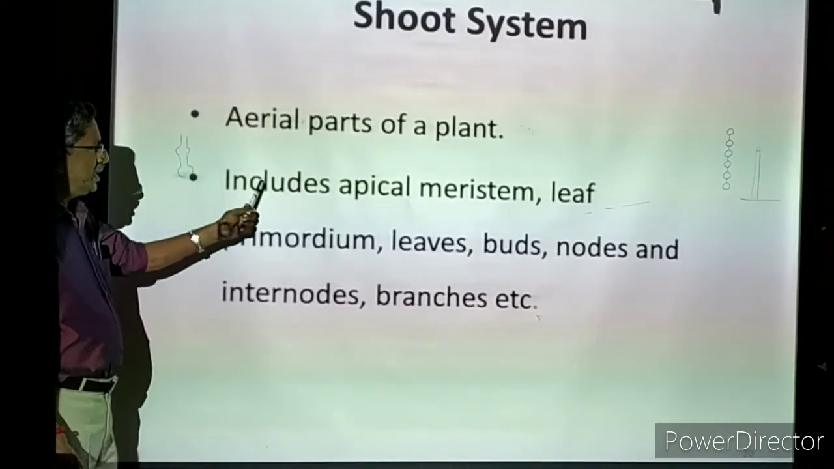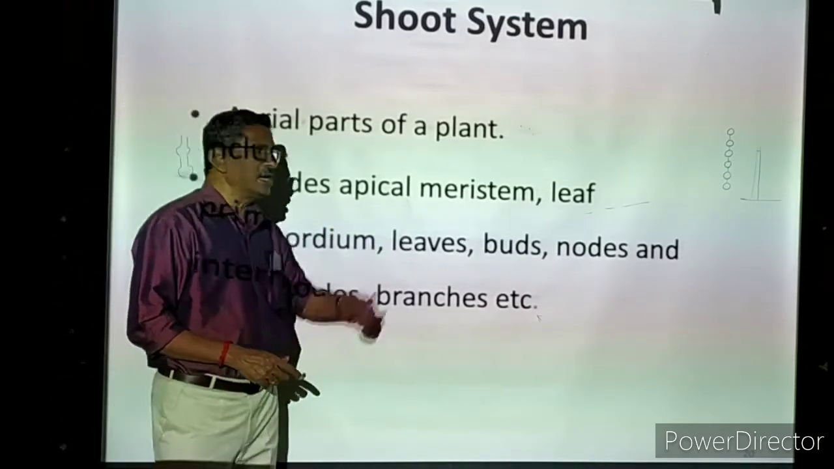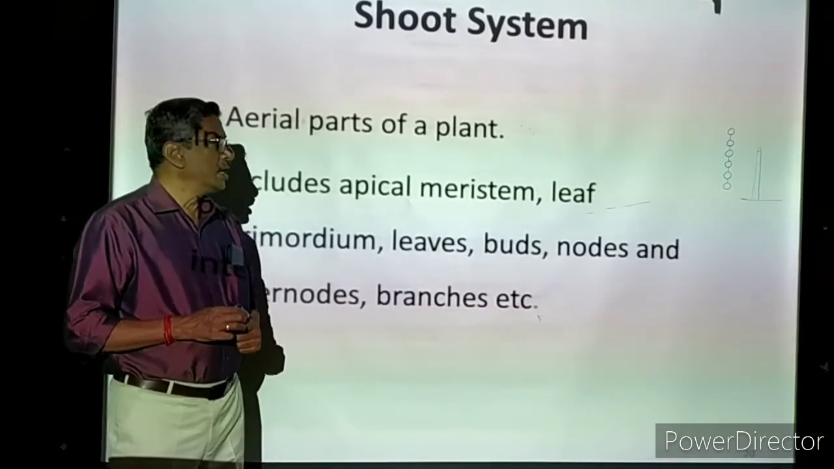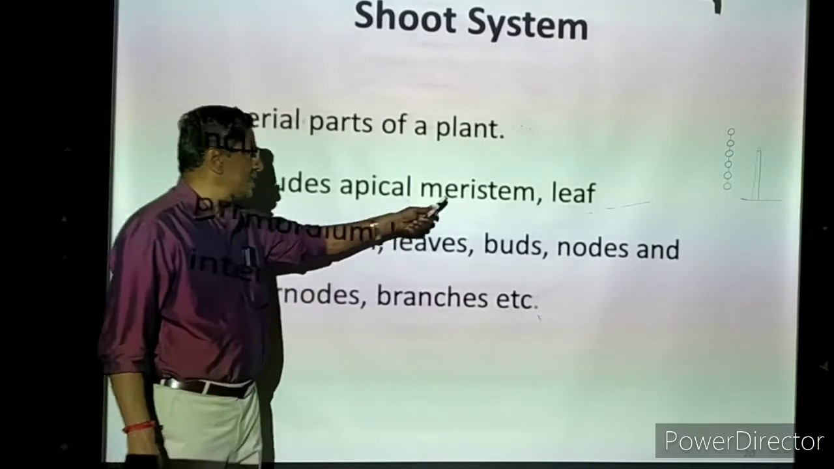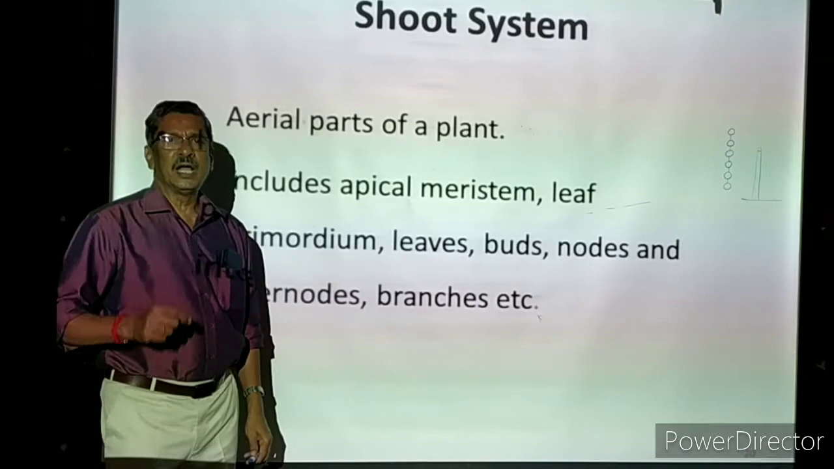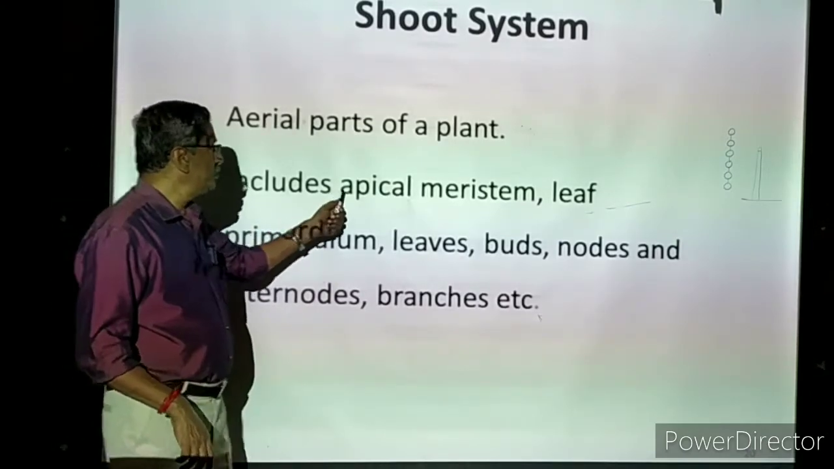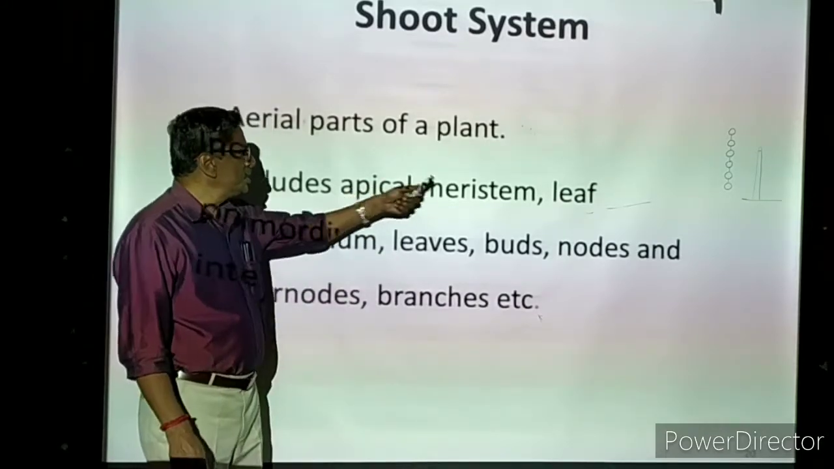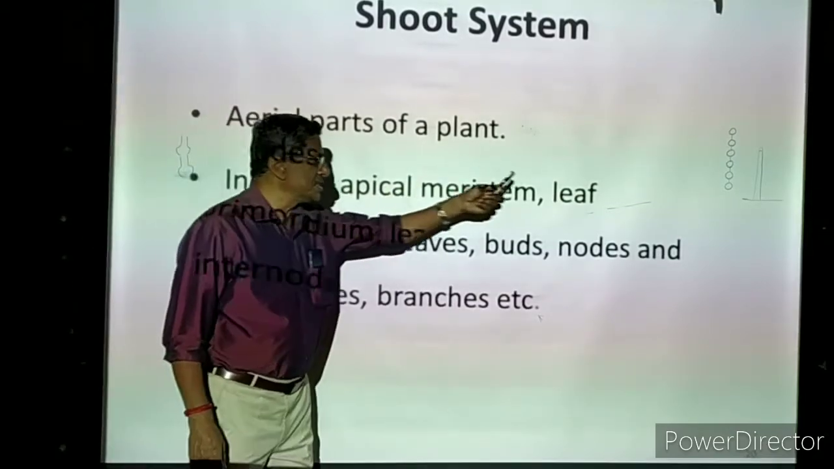This shoot system includes the apical meristem. What is the meaning of apical meristem? Meristem is the growing region of the plant. It is very soft in nature and has actively dividing cells. That is called a meristem. Apical meristem means this meristem is present at the tip of the stem and the tip of the branches, so we call it apical. Apex means tip. So this meristem is present at the tip of the main stem and branches.